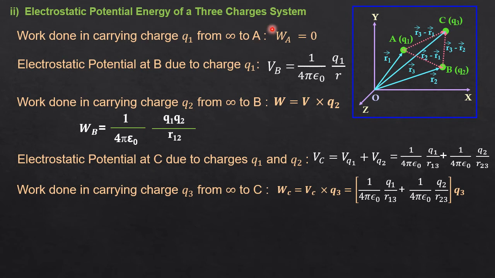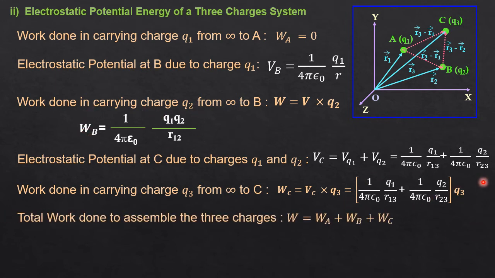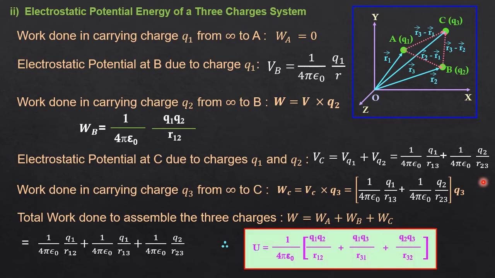So here we have three work done. First work done to bring charge Q1. Next work done to bring charge Q2. Next work done to bring the charge Q3. So for the total work done, you can add equation 1 plus equation 2 plus equation 3. You will get the total work done. So the total work done, WA plus WB plus WC, is given by 1 by 4 pi epsilon naught Q1 Q2 by R12 plus 1 by 4 pi epsilon naught Q1 Q3 by R13 plus 1 by 4 pi epsilon naught Q2 Q3 by R23. Therefore, you can write the total potential energy as 1 by 4 pi epsilon naught times Q1 Q2 by R12 plus Q1 Q3 by R13 plus Q2 Q3 by R32. This is the expression for the total energy of the three charge system.